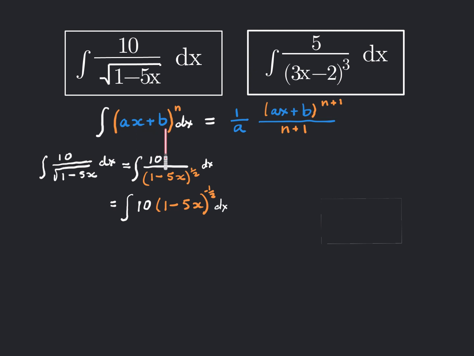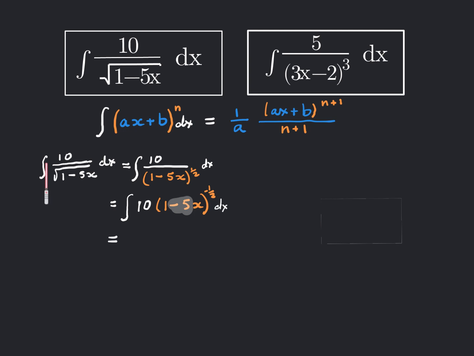There is an ax plus b. Now what we need to do is identify the a. 1 is not the a. The a is going to be the negative 5. So it will be worthwhile for me to actually highlight that. That's the a. Also, the 10 is just a constant, so that can just come out anyway.